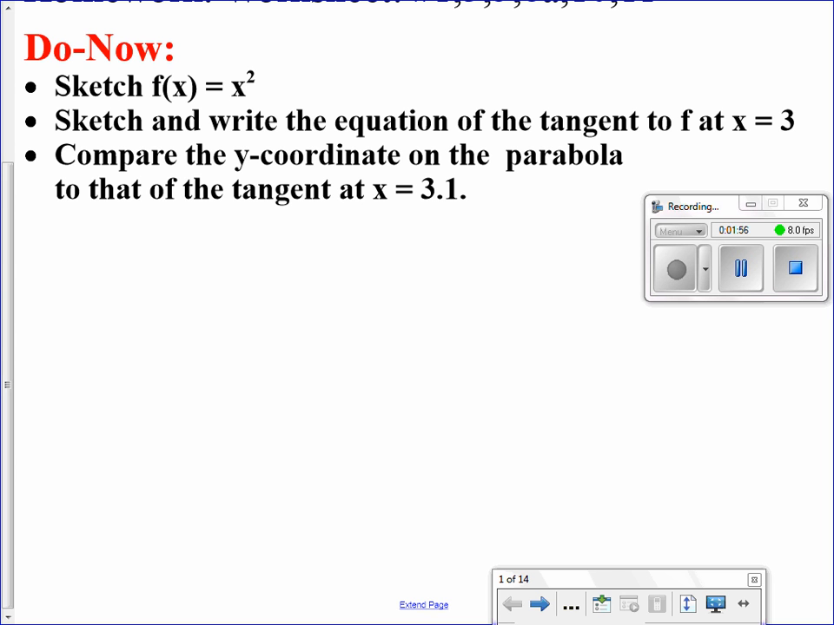And then I want you to figure out the y coordinate on the parabola when x equals 3.1 and on the tangent line when x equals 3.1. All right, so you're going to sketch the parabola, draw the tangent line at x equals 3, write its equation, plug in 3.1 into the equation of the tangent line, and plug 3.1 into the equation of the function, y equals x squared. And I'll check work.